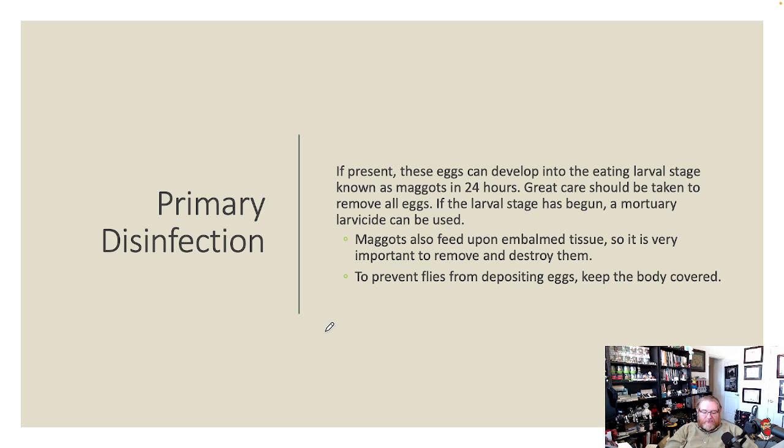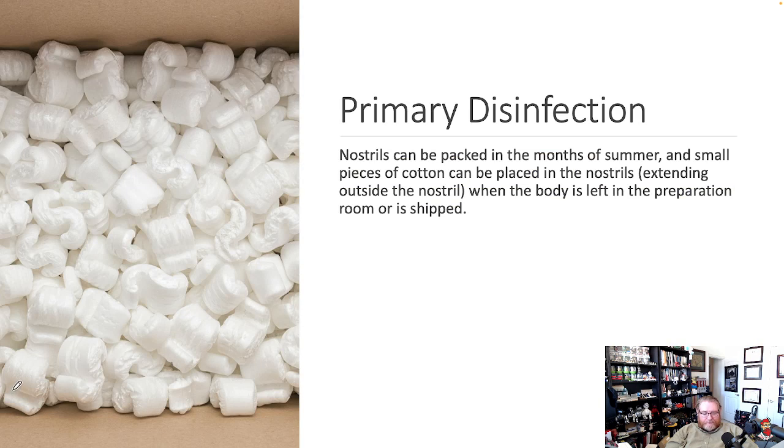To prevent flies from depositing eggs, keep the body covered, keep the windows closed, keep your doors shut. Nostrils can be packed in the months of summer, and small pieces of cotton can be placed in the nostrils, extending outside when the body is left in the preparation room or is shipped. Now, in the United States, we typically do not leave cotton visible in the nostrils. In some Latin American countries, that is a very common thing to see in their death rituals.